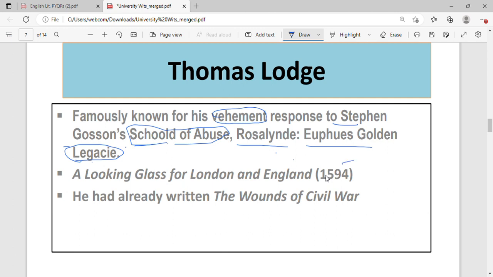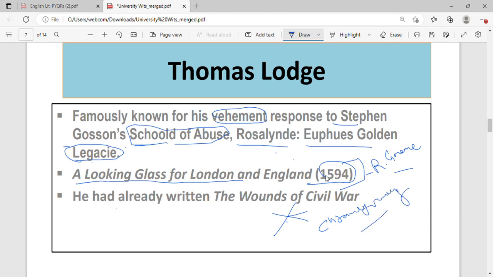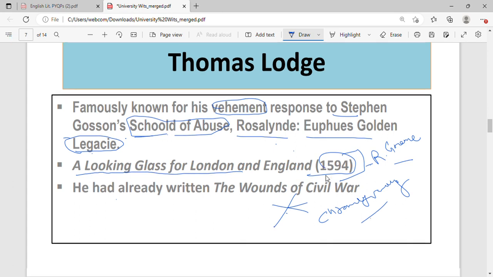Besides this, he has written a play in collaboration with Robert Greene, a play called A Looking Glass for London and England, 1594. Then he had already written The Wounds of Civil War. This is another work of Thomas Lodge. So you have to remember that, because most of the time you get matching pairs. Most of the time you will be asked to put them chronologically, right? So these are the kind of questions that you are asked most of the time.